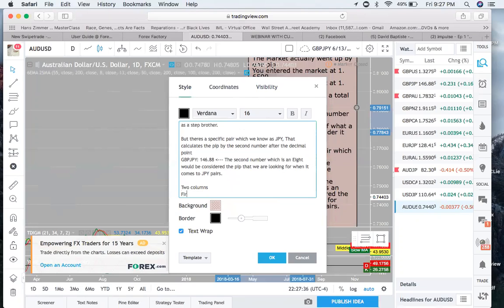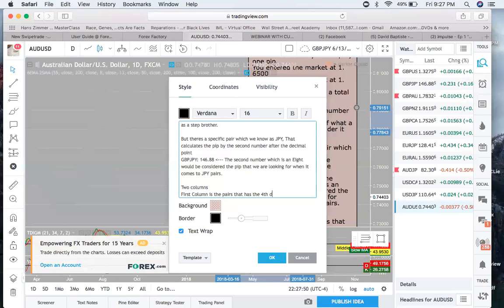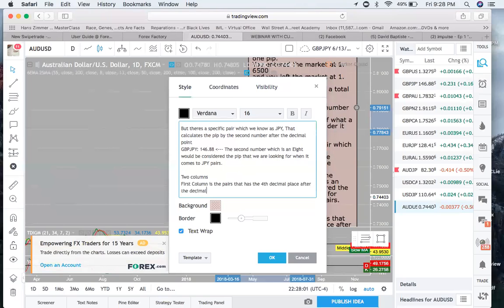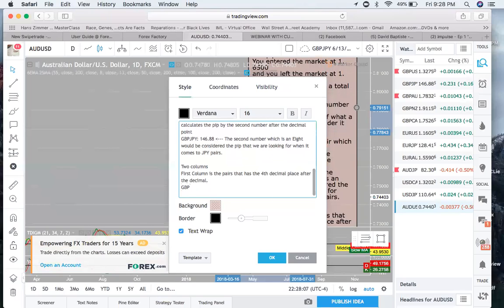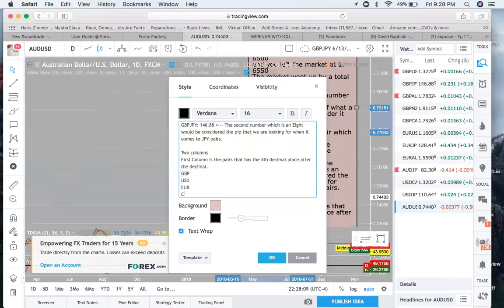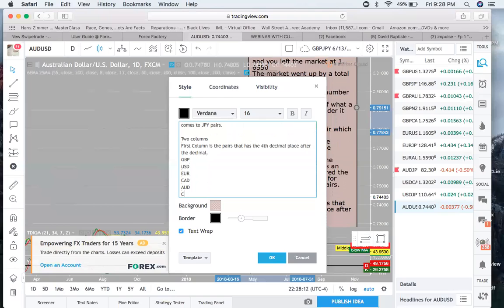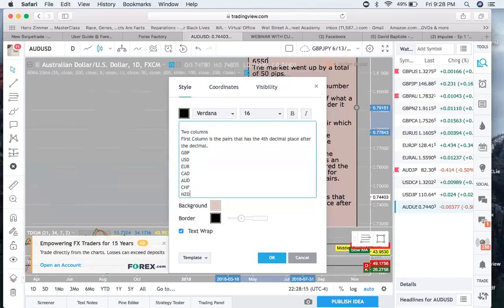One column, the first column, is the pairs that have the 4th decimal place after the decimal. And they would be considered as GBP, USD, EUR, CAD, AUD, CHF, and NZD, right?